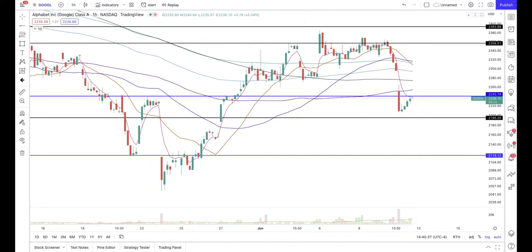And if you're one of these people that has been waiting and sitting around and you're waiting for an opportunity, you can start to take shots. For example, if you want to take a lotto on Google, the 2200 puts expiring today are 50 cents. So, at the time when I asked, they were going for $4. So they've lost 75% of their value.